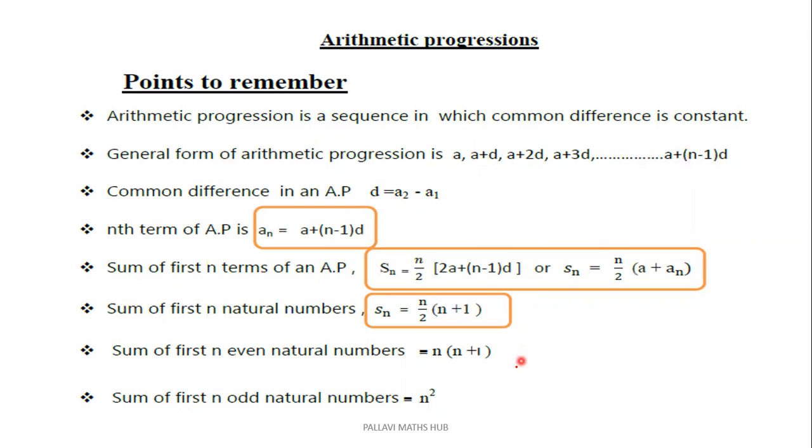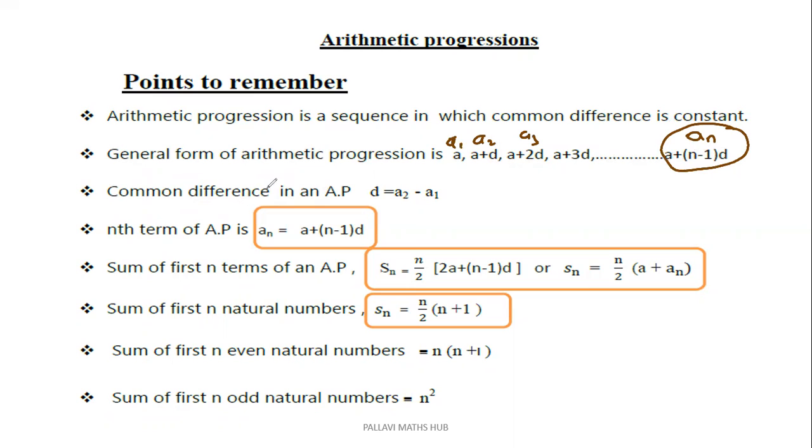You can also see the first term as a1, this is a2, this is a3, and this is an. So an is equal to a plus (n minus 1) into d. Related to this, they will ask one question in your examination. If you solve some sums related to this formula, you will definitely get 2 marks.